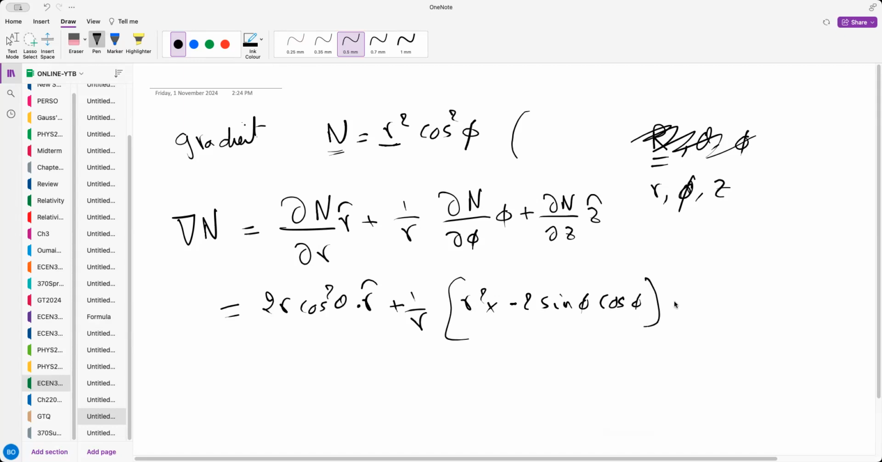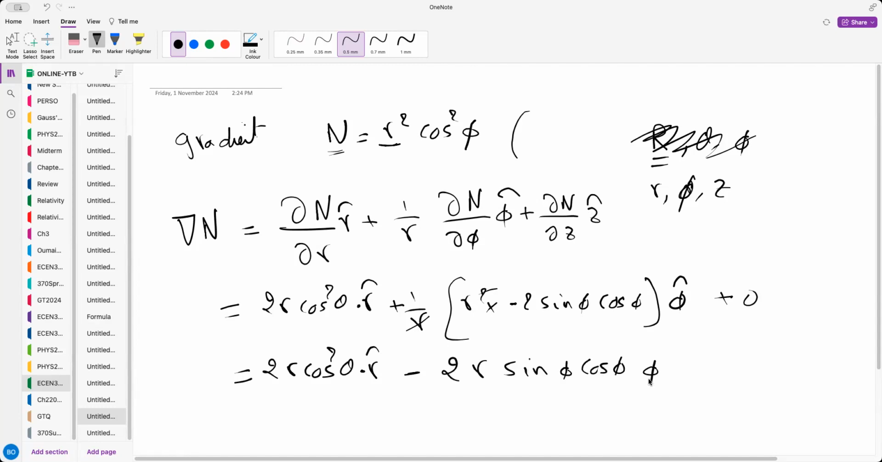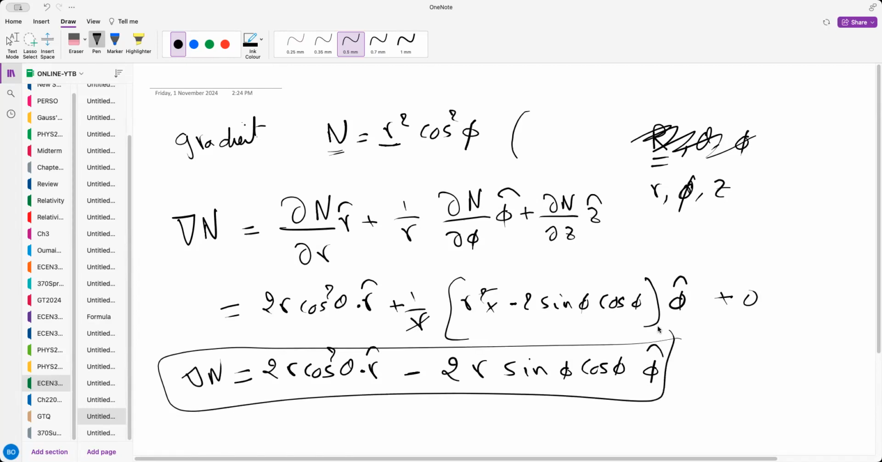I think this you can easily do yourself. And there is no dependency on z, so the derivative with respect to z is equal to 0. This will give you 2r cosine squared phi along r. Here you get minus 2r sine phi cosine phi along phi. This is just to give you an idea.